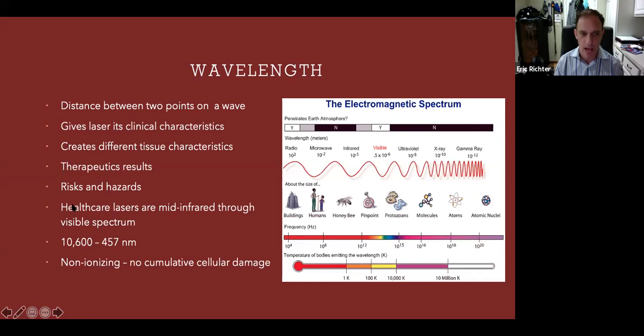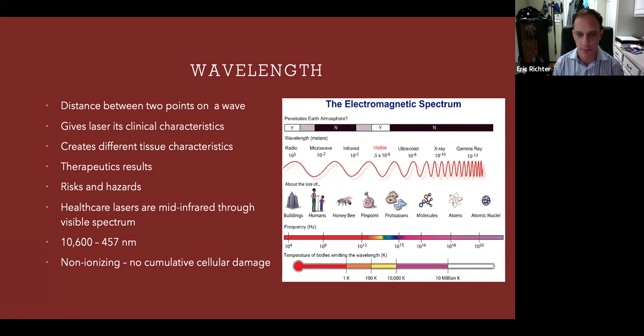Healthcare lasers are in what's called the mid-infrared to visible spectrum. You can kind of see that in the middle, around 10 to the fifth, in the middle of that picture. And one of the important things about this is that it's non-ionizing.